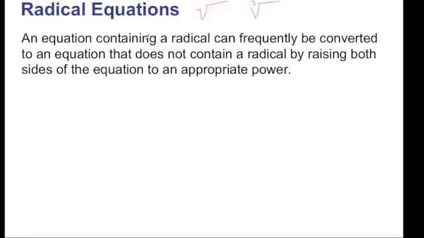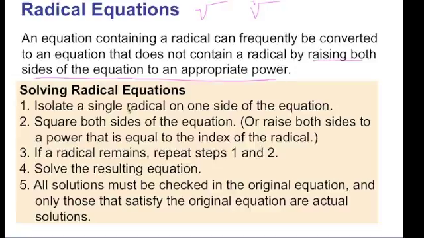An equation containing a radical can frequently be converted to an equation that does not contain a radical by raising both sides of the equation to an appropriate power. What you have to do when you're doing that, though, is isolate a single radical. Get it by itself on one side of the equation. Then, if it's a square root, square both sides of the equation, or raise them to the third power if it's cubed or something.